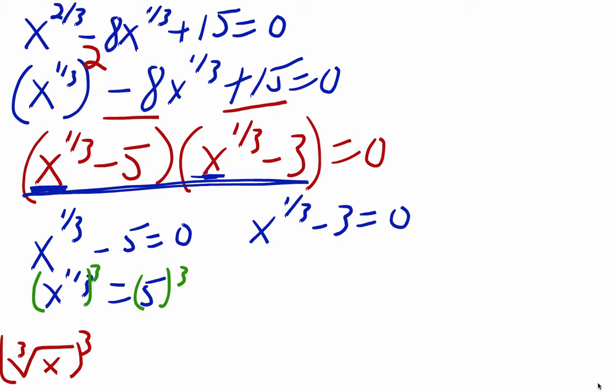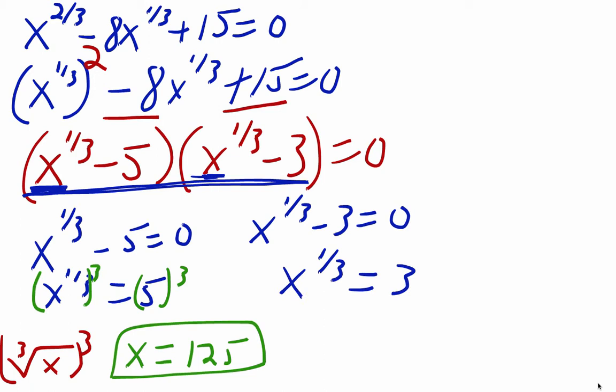So the 1/3 and the cube to the 3 power, they cancel out. So I have x equals, and 5 to the 3rd power is 125. So there's one of my answers.